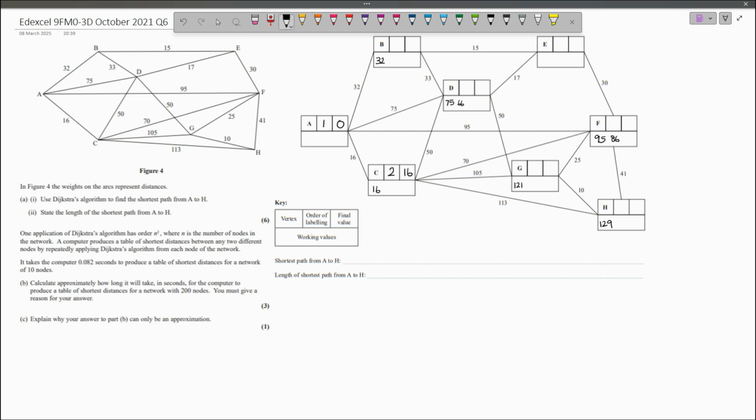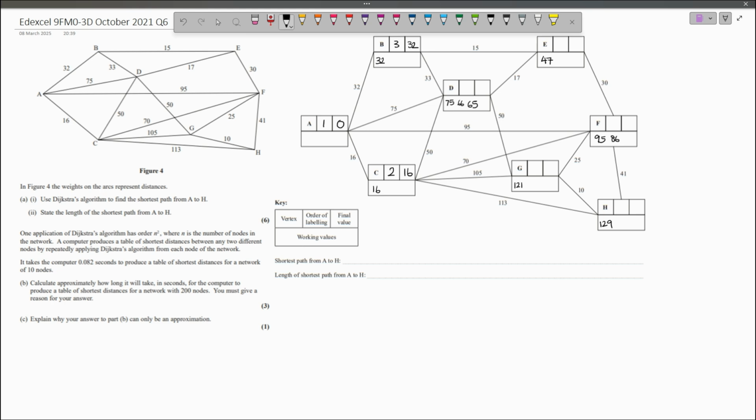So I'm now going to visit a vertex with the smallest working value that hasn't yet been visited, and that's going to be B. We're visiting B third with final value 32. I'm now going to update the working values of vertices connected to B that haven't yet received a final value. D is going to receive a working value of 65 because 32 plus 33 is 65, and 32 plus 15 is 47 for E.